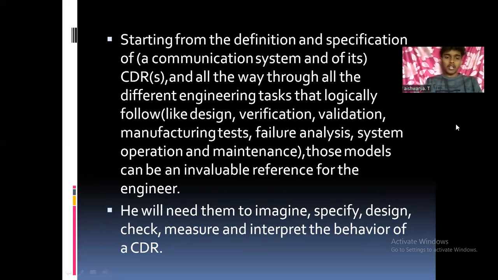Starting from the definition and specification of all CDRs, and all the way through all the different synchronous tasks that logically follow, these models can be an invaluable reference for engineers, needed to specify, design or check whether the CDRs are working or not, and to measure and interpret the behavior of a CDR.